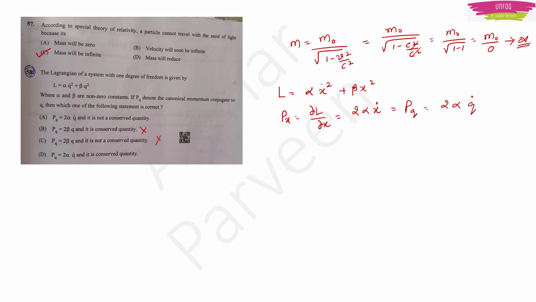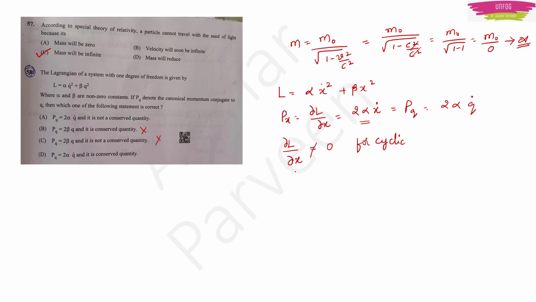Now we have to find whether this PQ is conserved or not. Now to find this, we know that if x is cyclic, then px will be conserved, or else it won't be conserved. Now to see whether it is cyclic, dou L by dou x should be equal to 0 for cyclic. Surely it is not cyclic, because I am not going to get 0 here. So it is not 0.